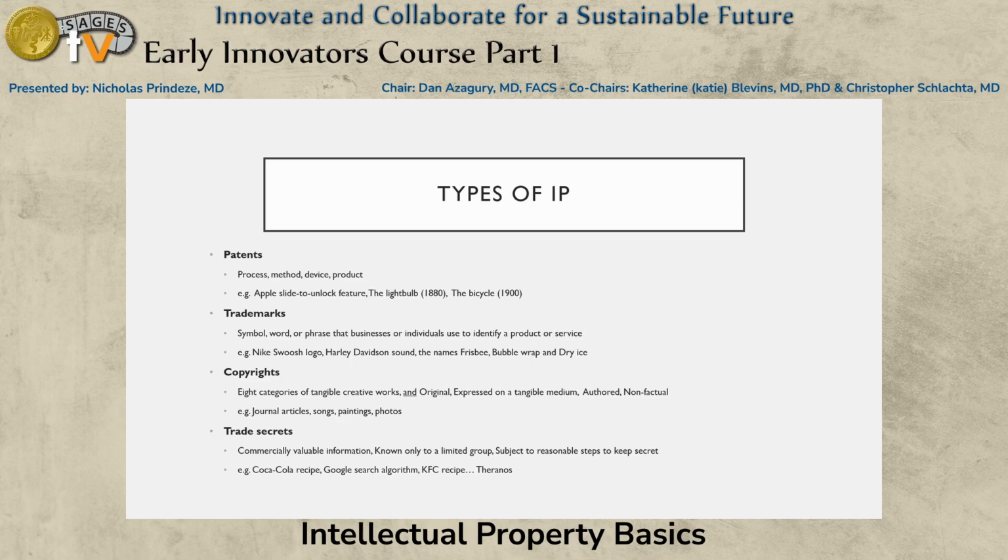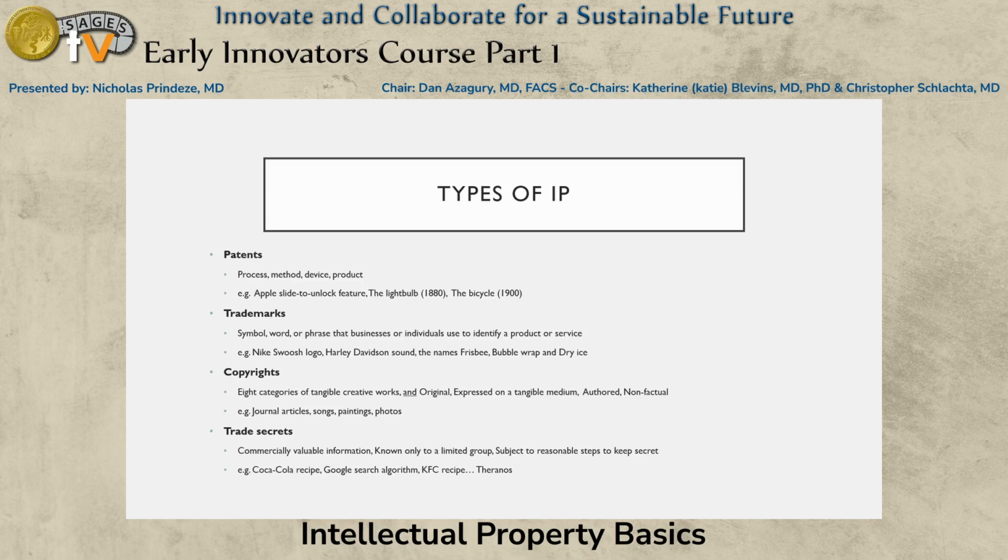So there's four basic types of IP in the United States. There are patents, and that's probably what we're most familiar with, and those are things like processes, methods, devices, and we'll talk most about that during this presentation today. There's trademarks, which are symbols, words, things like the Nike logo. And there's copyright, which has 8 specific categories, but those are things like your journal articles, movies, and such. And then there's trade secrets, which are kind of a completely different category.